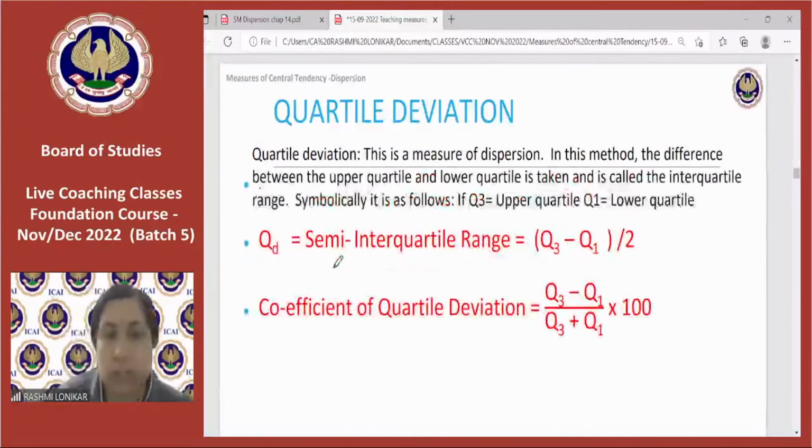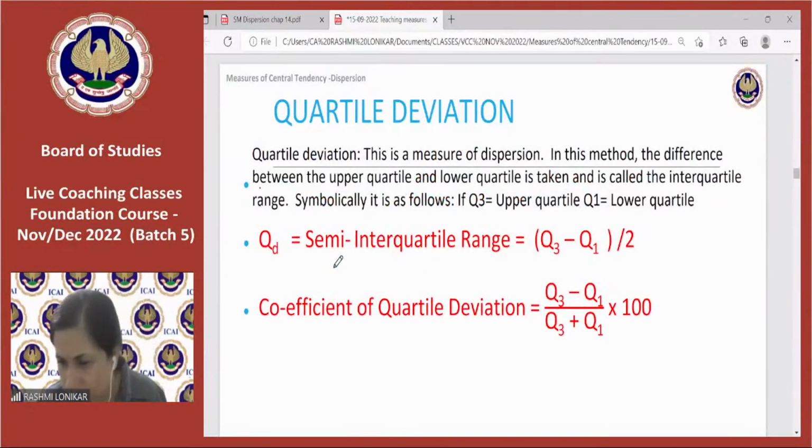Now, the second deviation we are going to talk about is the quartile deviation. Quartile deviation is a measure of dispersion. In this method, the difference between the upper quartile and the lower quartile is taken and called the interquartile range. So, QD is written as Q3 minus Q1 upon 2. In the last lecture, we talked about quartiles, deciles, percentiles. The same concept we are using over here. So, we find Q3 and Q1.